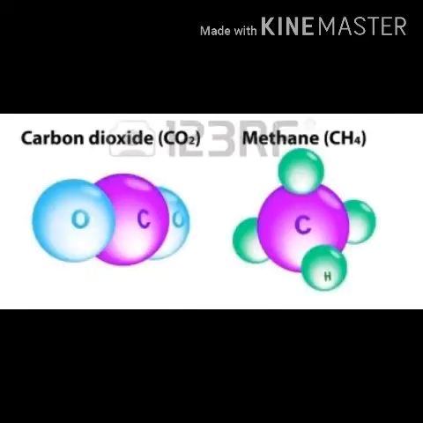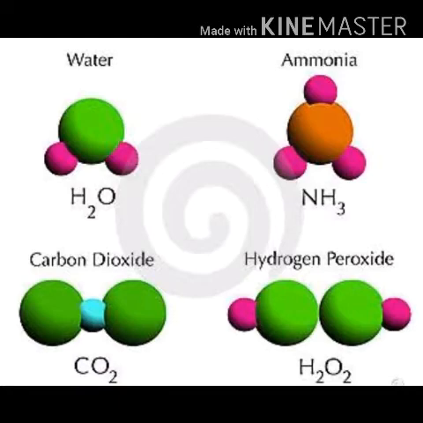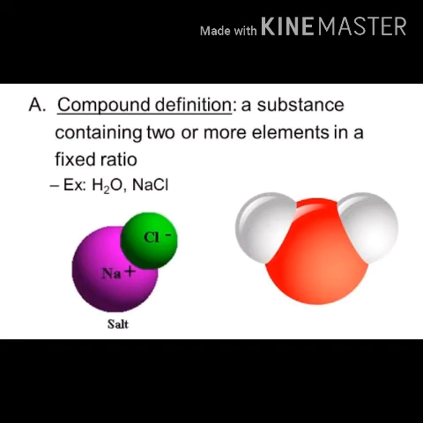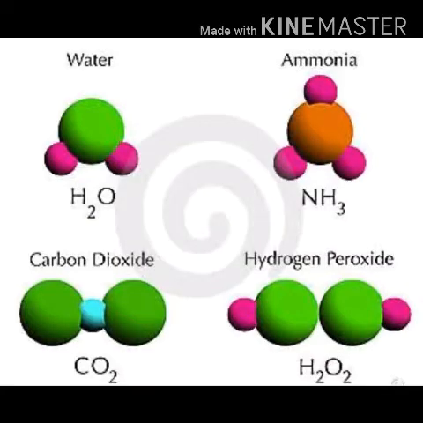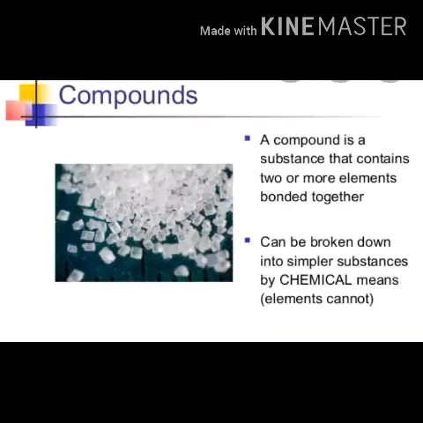Now move on to the characteristics of compounds. Compounds are pure substances formed when two or more atoms of different elements combine together chemically in a fixed proportion. The properties of a compound are different from the properties of their constituent elements. Compounds exhibit their own physical and chemical properties. Compounds can be separated into their individual components by chemical methods.